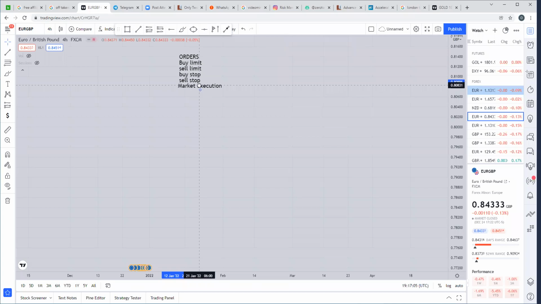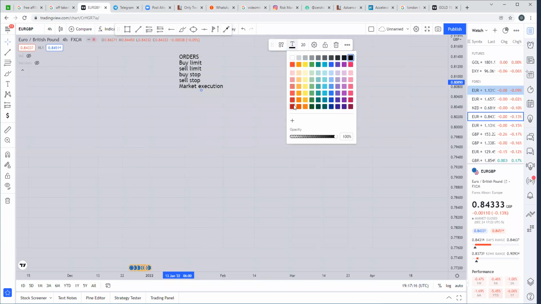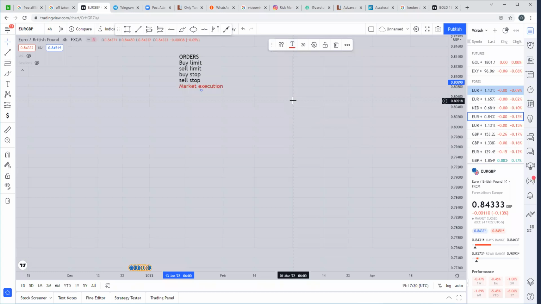Orders means the way you order stuff, like ordering rice and chicken or soft drinks. It's the same way you make an order in the market too. But there are some that you have to wait for, and there are some that get you express delivery. Market execution, you can call it your express delivery.